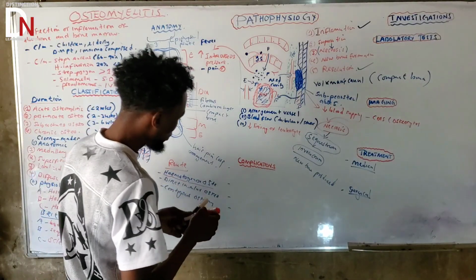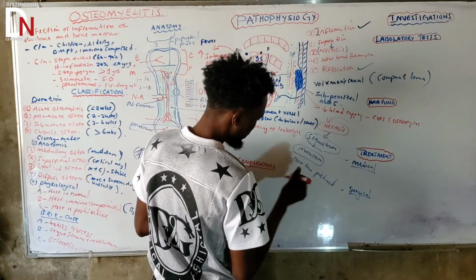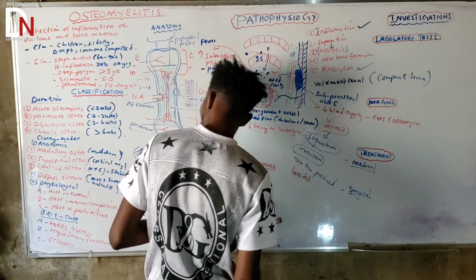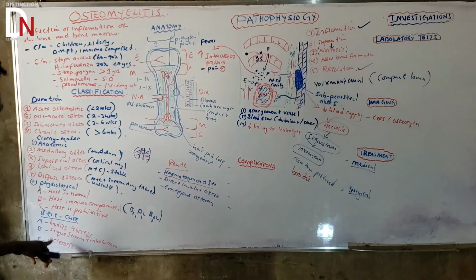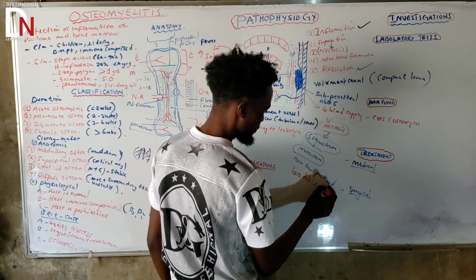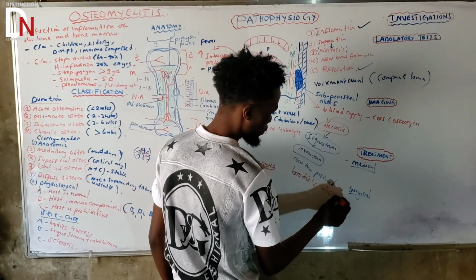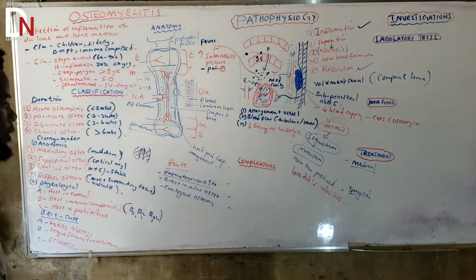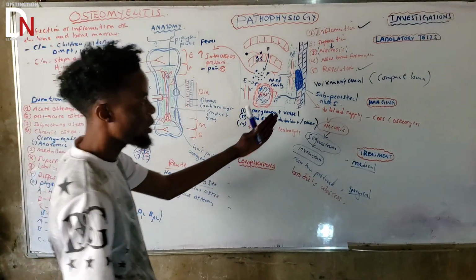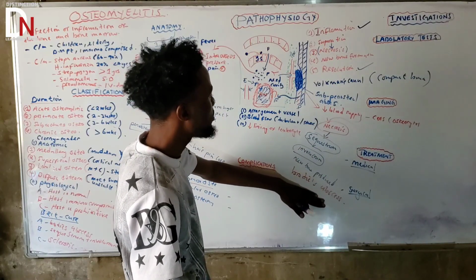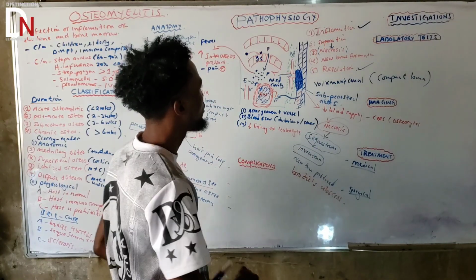Okay, another last point. So we need to talk about this one, the one which we talked about, the Brodie's abscess. Now, how does it form? I haven't talked about the Brodie's abscess here. Okay, so Brodie's abscess, it can be formed like this.